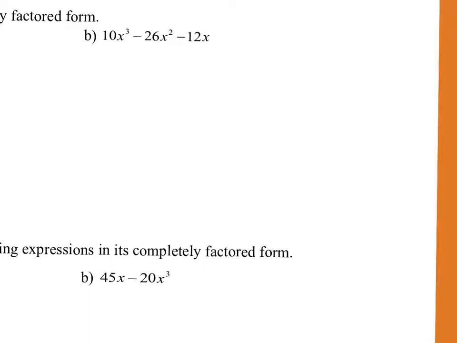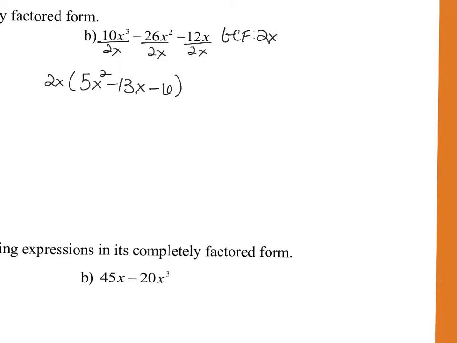Part B, I definitely have some sort of GCF. 10, 26, and 12, so it's going to be 2. Again, if you're struggling with GCF, you need to send me a message, because I'm just flowing through the GCF part of it, assuming you do know how to do it. But if it's tripping you up, you've got to let me know. They all have x's also. The lowest one is x to the first. So my GCF is 2x. Put that out front, and I'm left with 5x squared minus 13x minus 6.